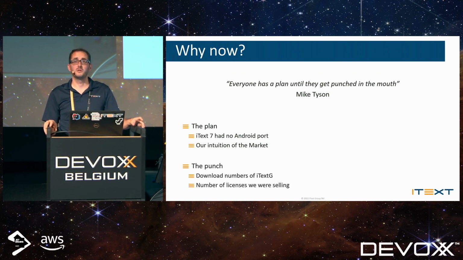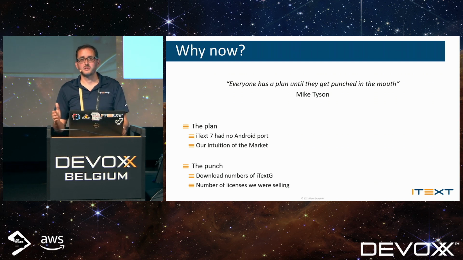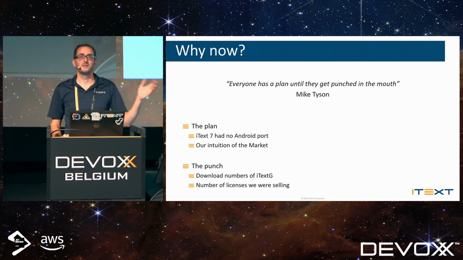And the punch were the download numbers of iText 5, which were still going up, and not swindling, they were still rising actually. And in addition, the number of licenses that we were selling was still going very strong for iText 5. And as many of you probably already noticed, if you have a legacy code base, like iText 5 was our legacy code base, it still is, you would like your customers to move on to the next code base instead of trying to maintain the older one.